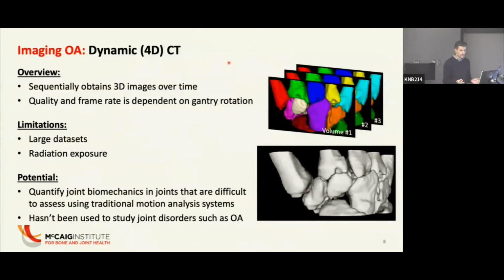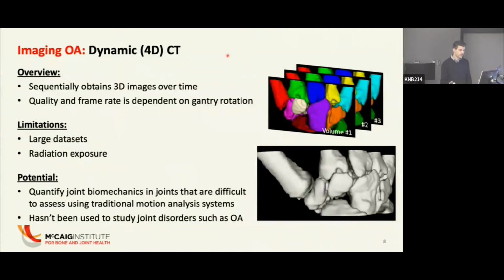But we do have some limitations, being large data sets. So we have multiple 3D volumes over time. That can add up to quite a long processing time if we don't have any automated tools available. And the radiation exposure as well is increased from a clinical CT scan because we have a longer scan time.